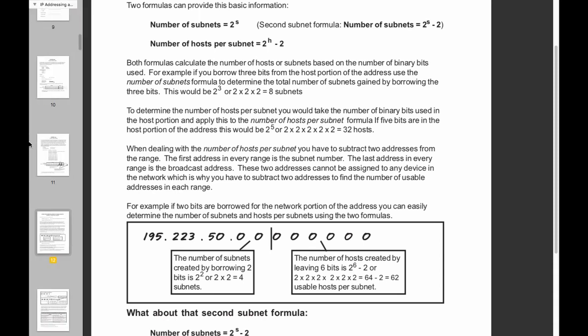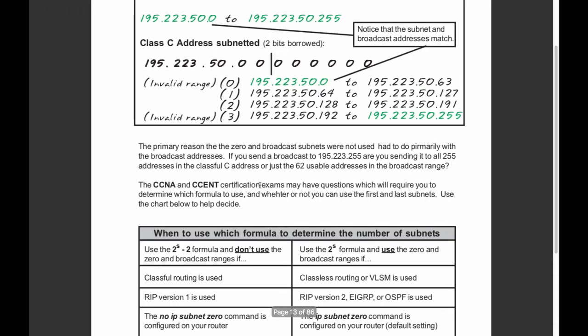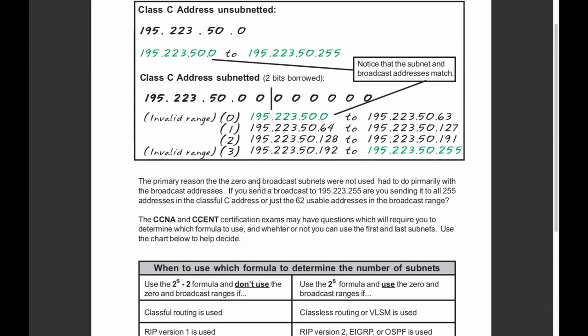On page 11, we get another example of the start and end of each subnet range. They borrowed 2 bits for the subnetworks, giving the interesting bit a decimal value of 64. When you write these problems out, start with an interesting octet value of 0.